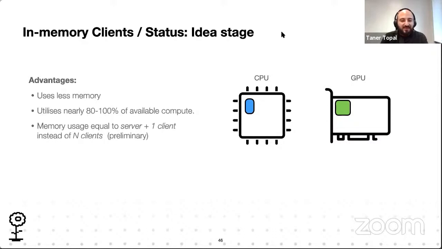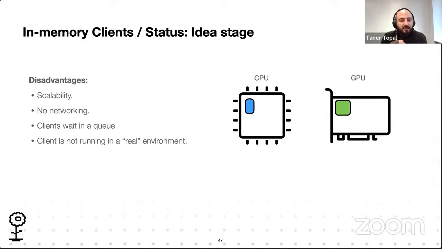Thanks. So the idea with the in-memory client is giving you the advantage of having less memory consumption. It will utilize a single machine and most of its resources, as most machine learning frameworks anyway utilize most of the machine resources. And the memory footprint will be limited to the Flower server and one client instead of n clients.